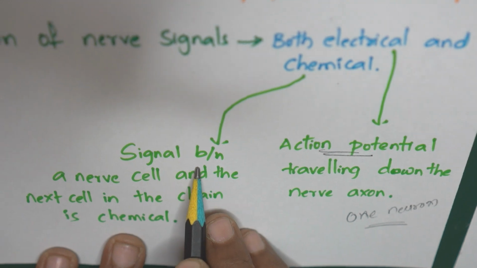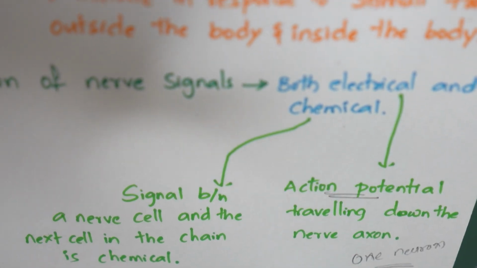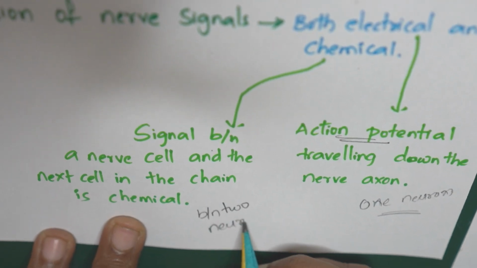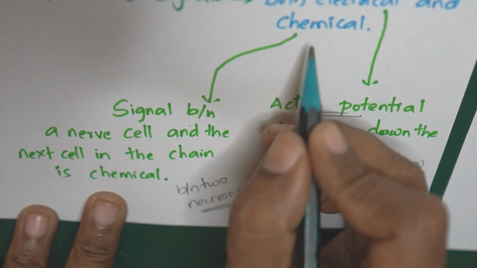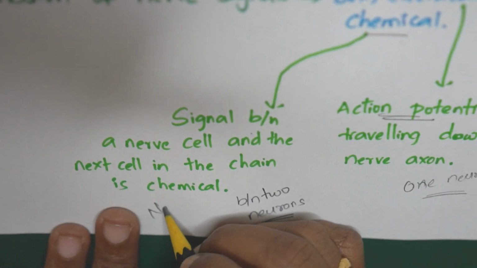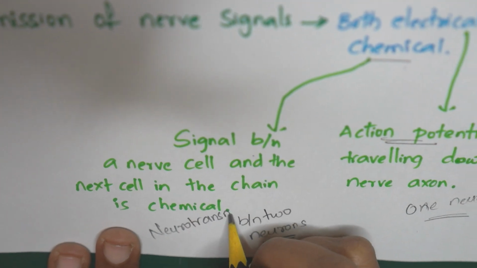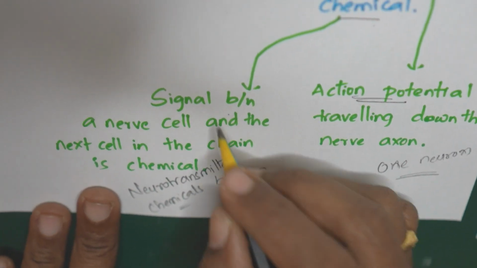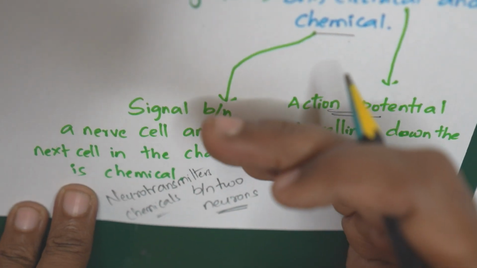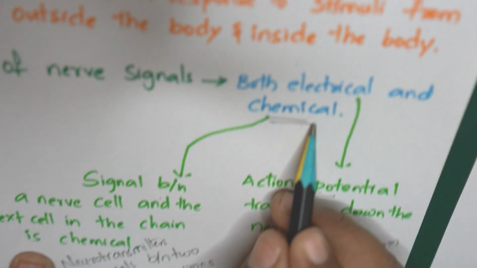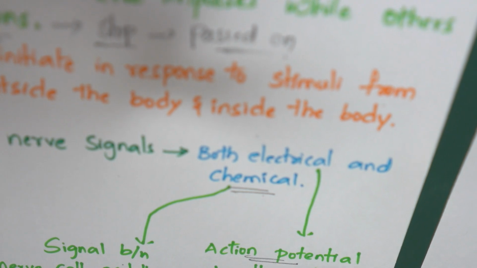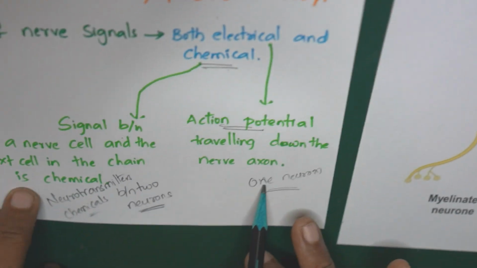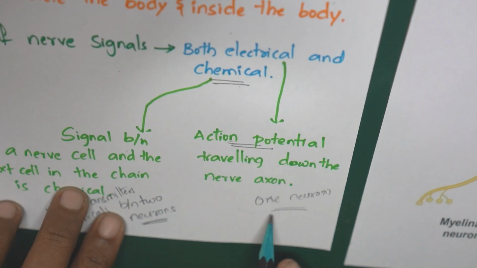And what is meant by chemical means between one nerve cell and the other nerve cell, nothing but between two neurons. Whatever the nerve impulse transmits between the two neurons, it is chemical. Why? Because here there will be the involvement of neurotransmitters, or chemicals, we can say. Whenever the transmission of impulse is between two neurons, we call it a chemical signal. And whenever it is within a single neuron, it is the electrical signal. There will be no involvement of any chemicals here.